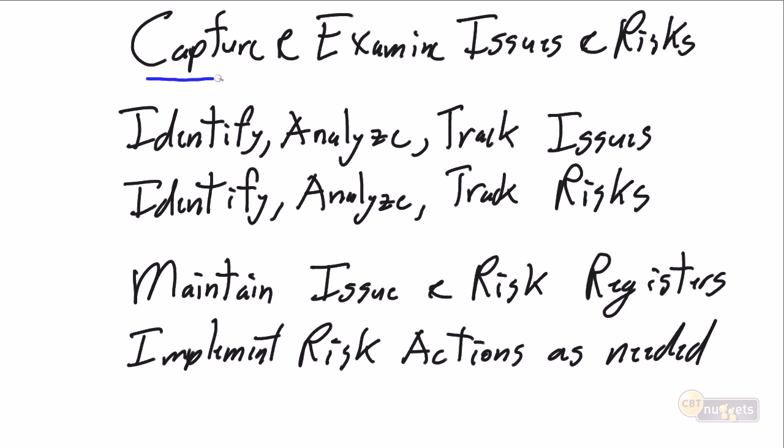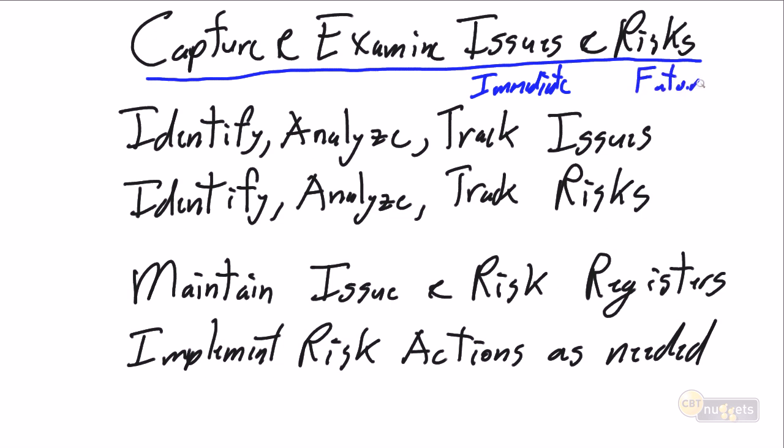So that information gathered from our team members, their problems, their issues, and the warnings, leads us absolutely naturally into our next PM activity, which is to capture and examine the issues and the risks. The issues are the immediate problems, and the risks are future problems. So we need to identify, we need to analyze, and we need to track all of the things that the team members are raising for us: their problems and issues and warnings.